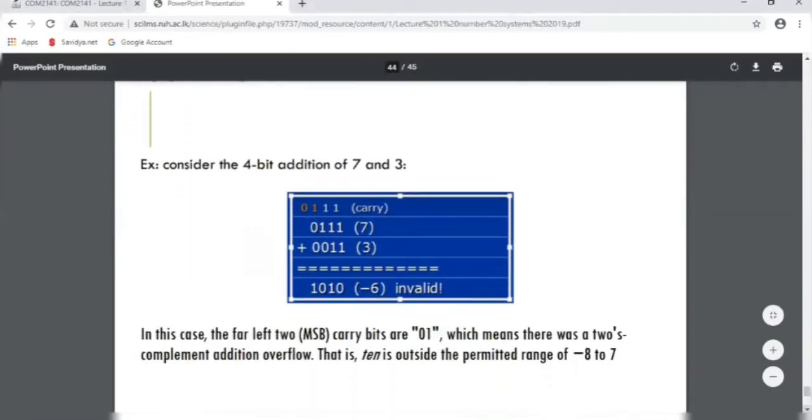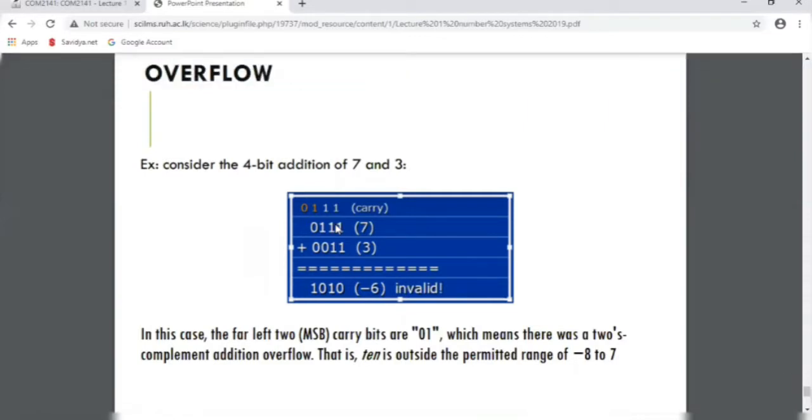So this is an example for overflow. You can see 7 is added to 3. This is the 2's complement representation of 7, and this is the 2's complement addition of the two numbers. When you add, what you get is actually -6. This is mainly because an overflow occurred. You can see here the carry bit numbers. 1 is added to 1, 0, so you take 1 to the next position.